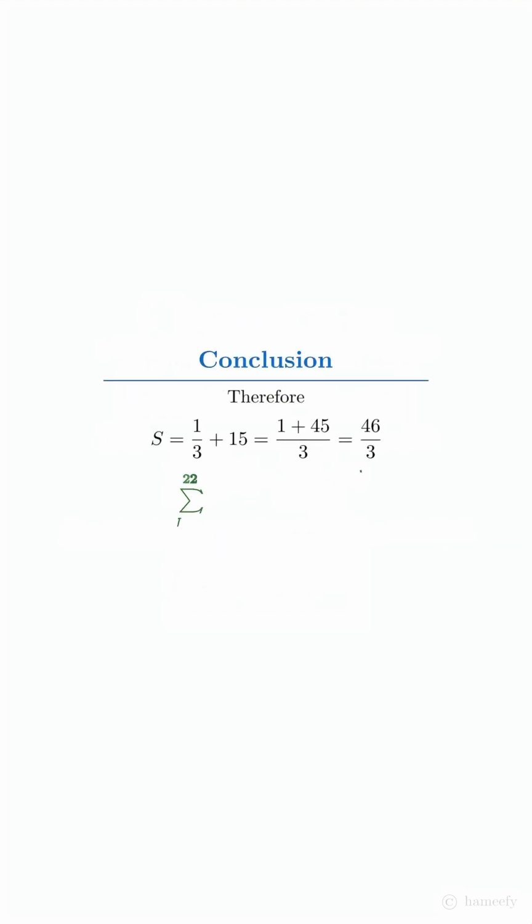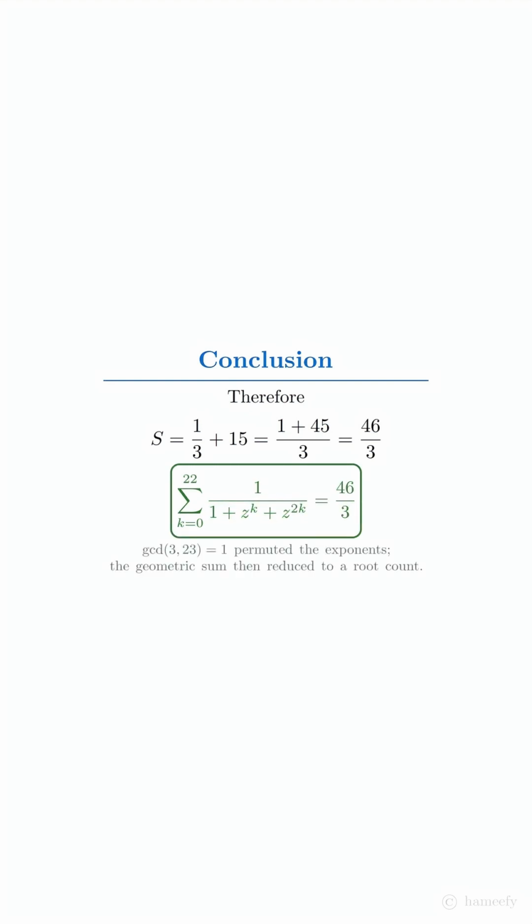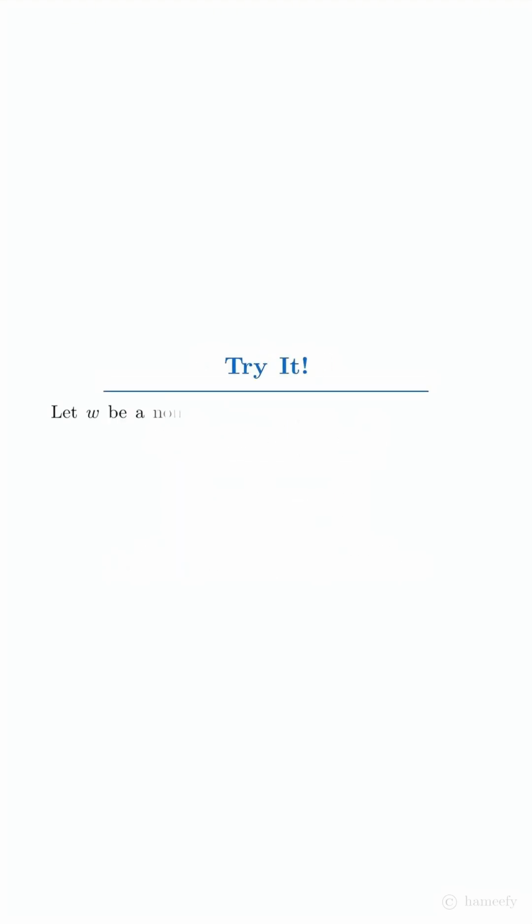Putting it all together, S equals 1/3 plus 15, which is 1 plus 45 over 3, giving the final answer 46 over 3. The key insight was that the coprimality of 3 and 23 allowed a clean index permutation, and the resulting geometric sum reduced to a simple count of roots of unity.